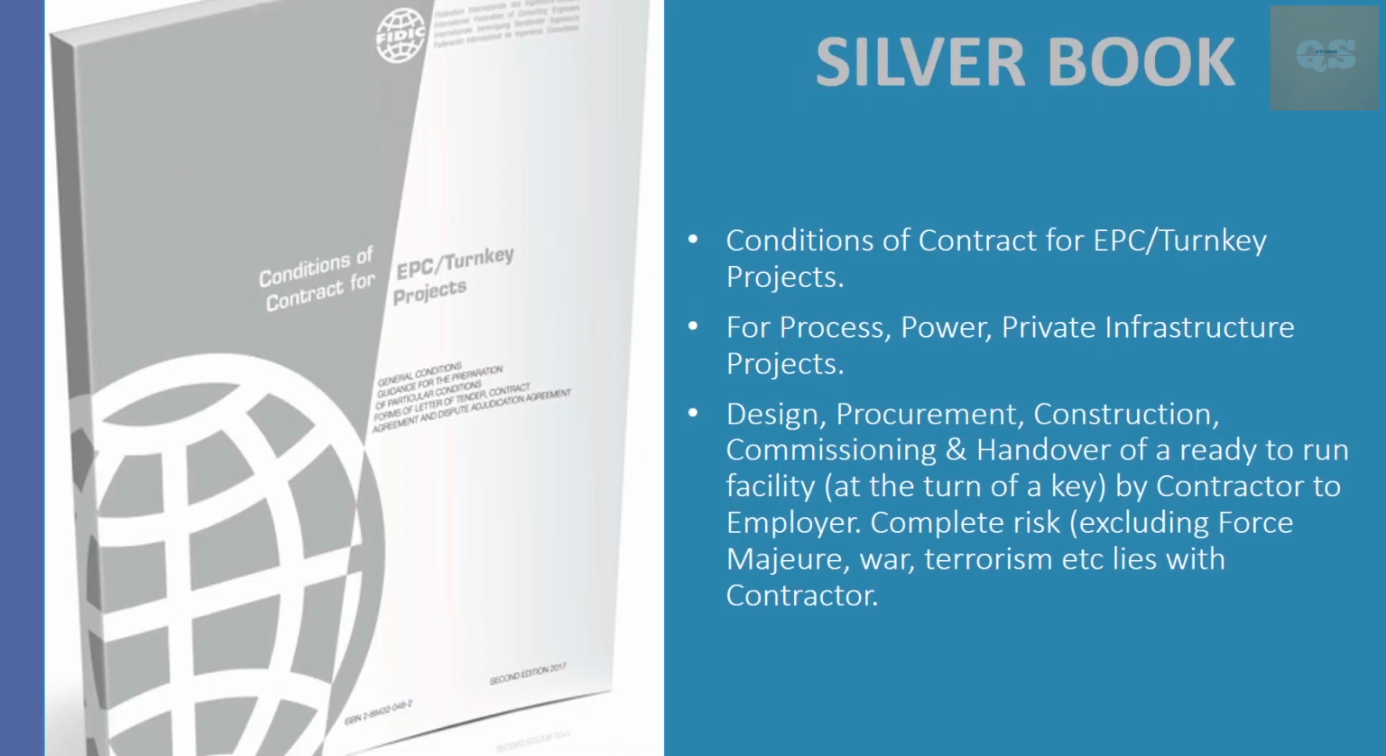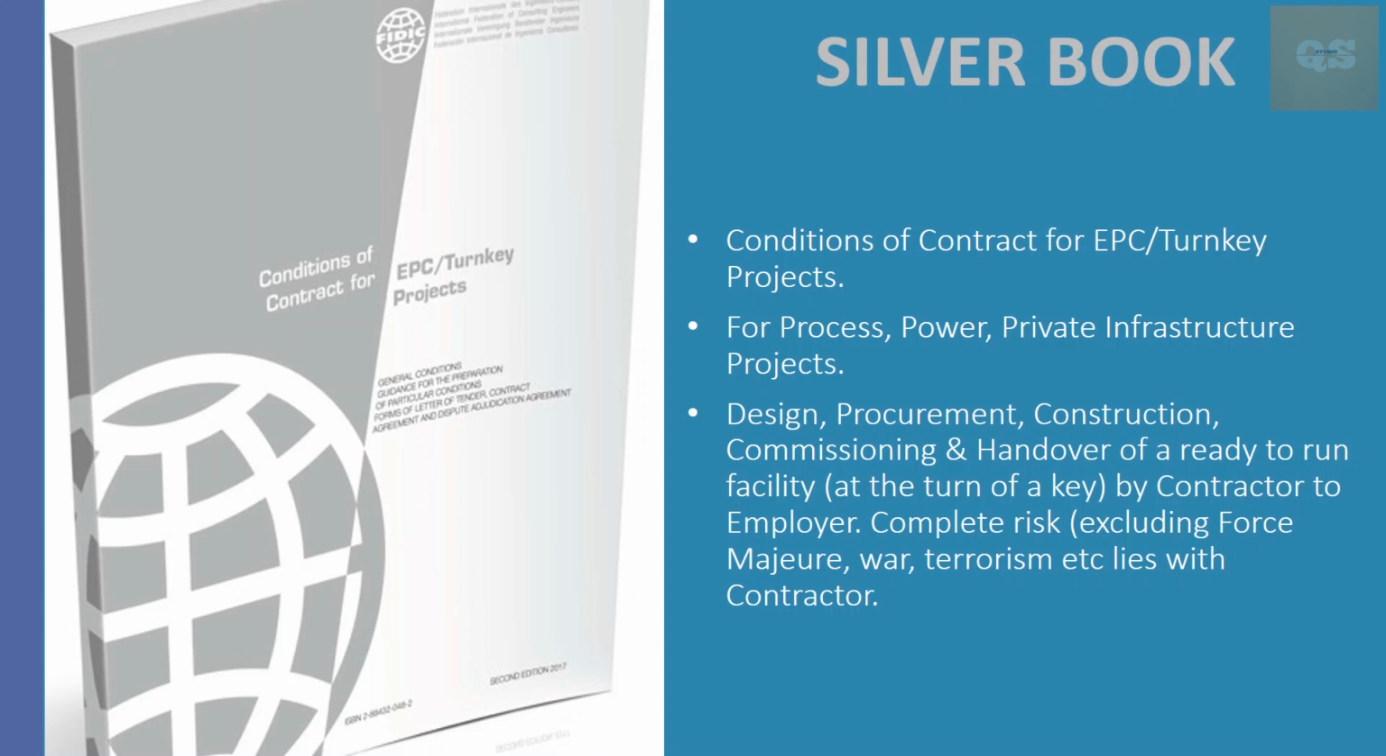Next is a silver book. So here it contains the conditions of contract for EPC turnkey projects. EPC is engineering, procurement and construction, and mainly for projects like process, power, private infrastructure, such kind of project this book is used. So the design, procurement, construction, commissioning and handover, the entire cycle of a project is carried out by the contractor and finally it is handed over to the employer, and the employer can start using this facility at the turn of a key. That is why it is called a turnkey project.